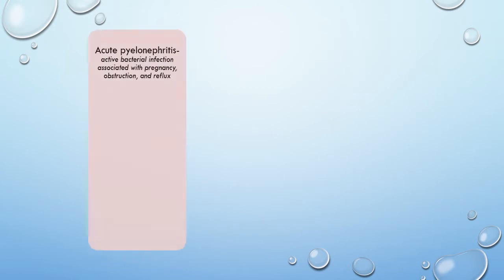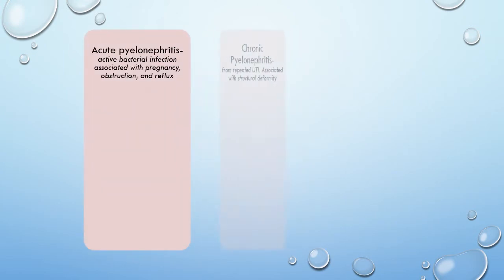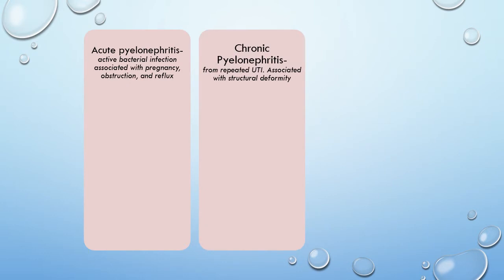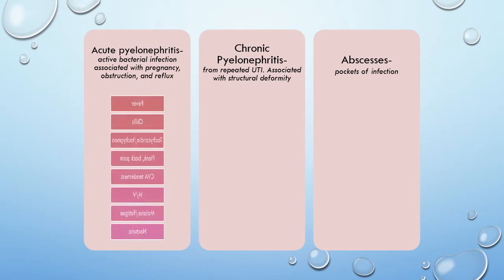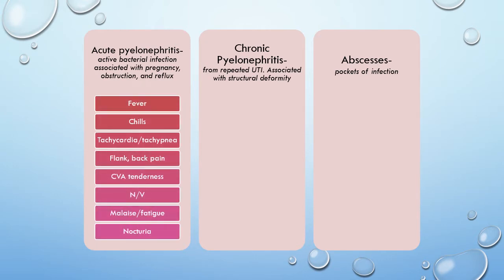Other renal problems include acute pyelonephritis, chronic pyelonephritis, or abscesses. Acute pyelonephritis is an active bacterial infection that is associated either with pregnancy, obstruction, or reflux. Clinical manifestations will be fever, chills, tachycardia or tachypnea, flank back pain, CVA tenderness, nausea or vomiting, malaise or fatigue, or nocturia.